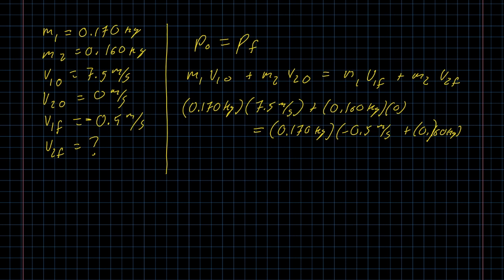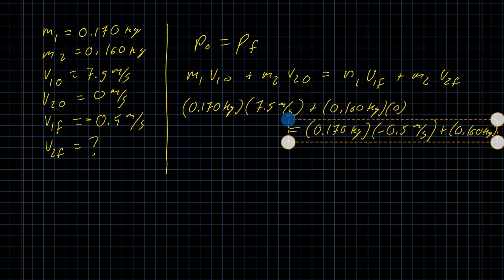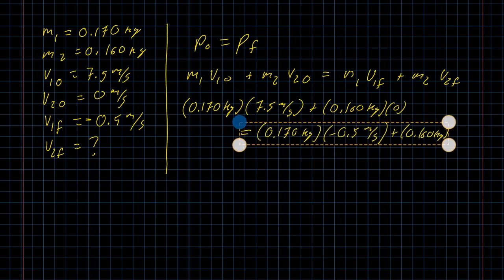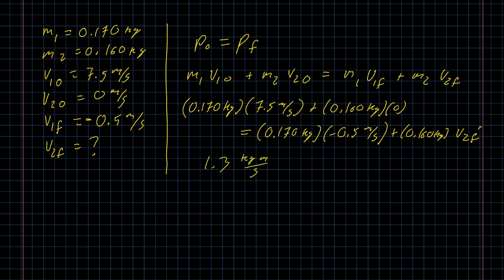Something didn't work there. Let's try that again. There we go. So on the left-hand side, plug all that stuff into a calculator. You get, I guess we only have two significant digits, so I'll round it and call it 1.3. And my units are kilogram meter per second.